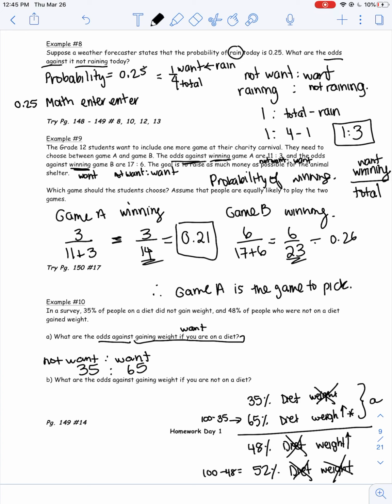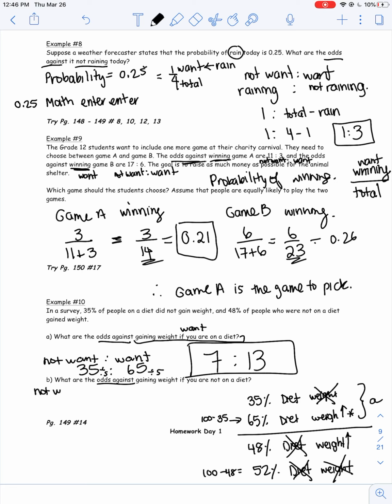Okay. So once you have that number, you do need to simplify. So as you can see, these numbers can both be divided by 5. So you always want to simplify, just like probability, you want to simplify your odds in favor, odds against, by taking 35, dividing by 5, and you get 7 as the first number. 65 divided by 5 gives me 13, and this is my answer. So always simplify.